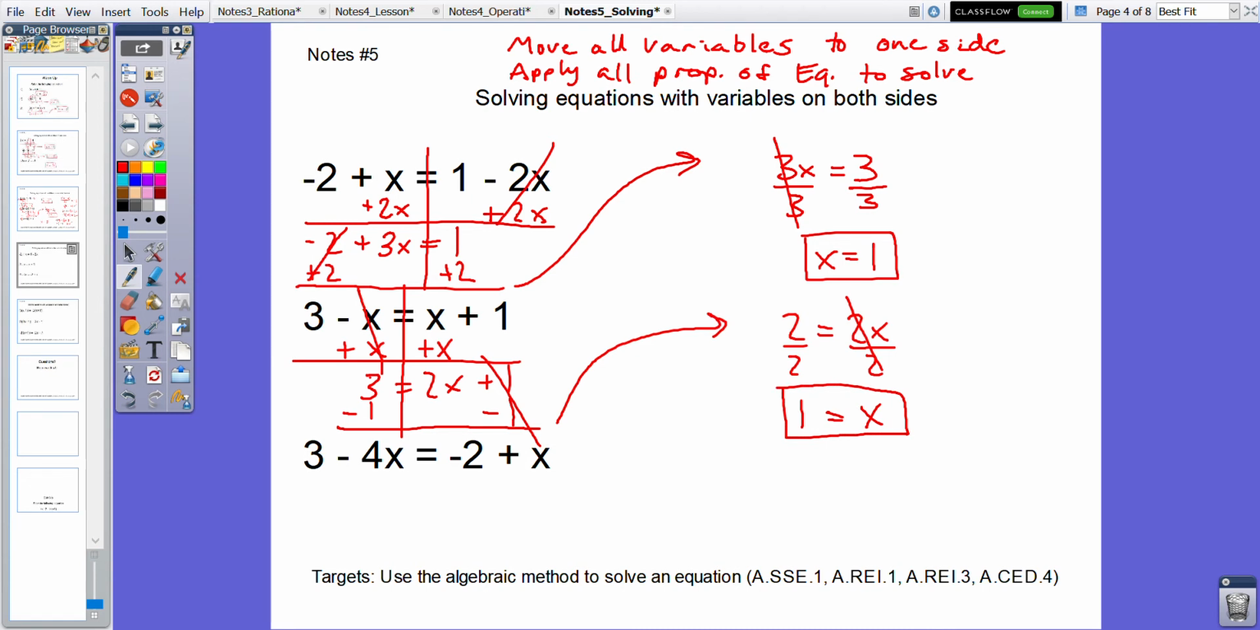All right. Go ahead and try the next example at the bottom here on your own. So 3 minus 4x equals negative 2 plus x. I'll give you a couple seconds to try this out. Go ahead and pause the video and try it out on your own here.